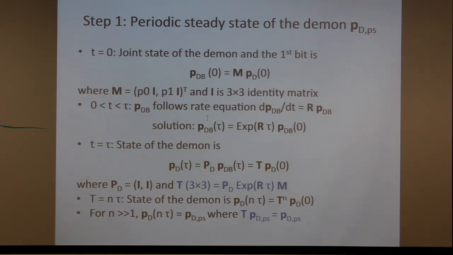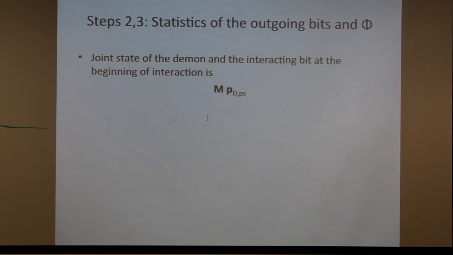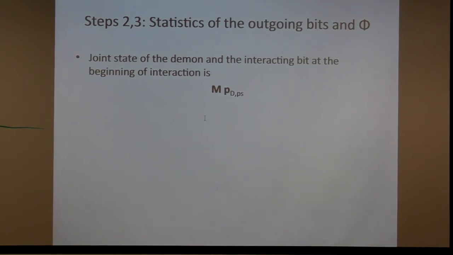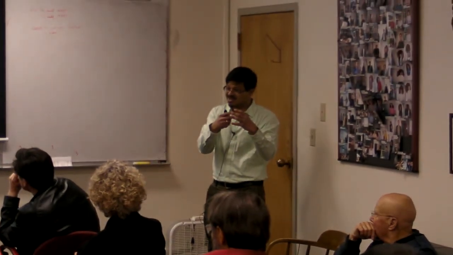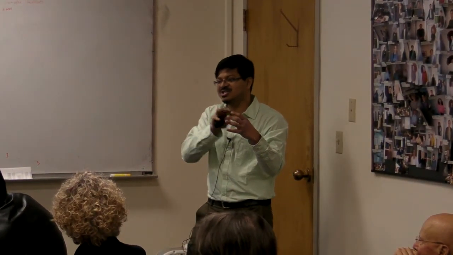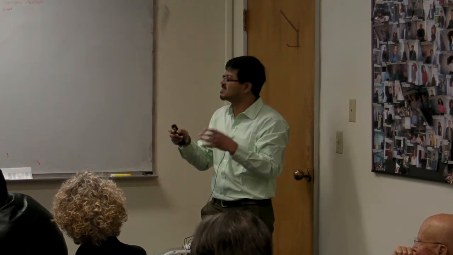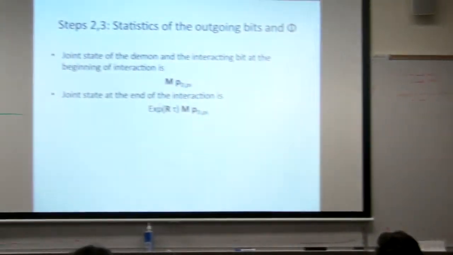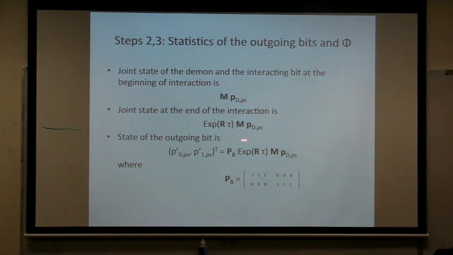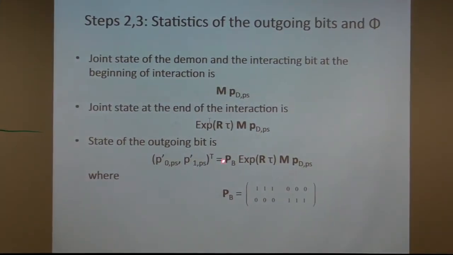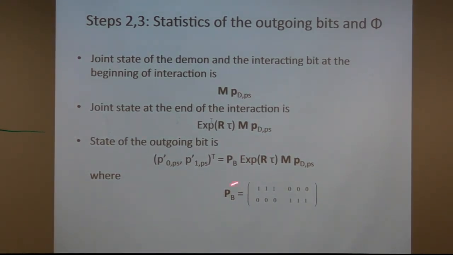So what do we do once we have the periodic steady state? We start with the periodic steady state, join it with the bit, evolve, and we have the final 6-state system, but now in the second step we want the bits. So instead of projecting out the bits, we project out the demon. We multiply, we evolve, but this time we project out the demon, with a different projection matrix given here, and hence get the statistics of the outcome.